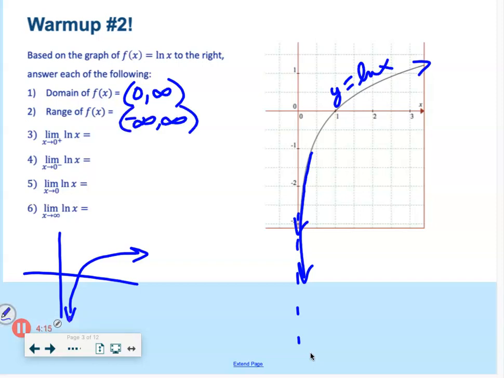All right. The limit as x approaches 0 from the right. So from the right, what are we pointing to? We're pointing to negative infinity. From the left, what's the limit? Doesn't exist because there isn't even graph there. DNE. I'm going to talk about that. I didn't talk about that in first period. I'm going to talk about it right now, before I forget.